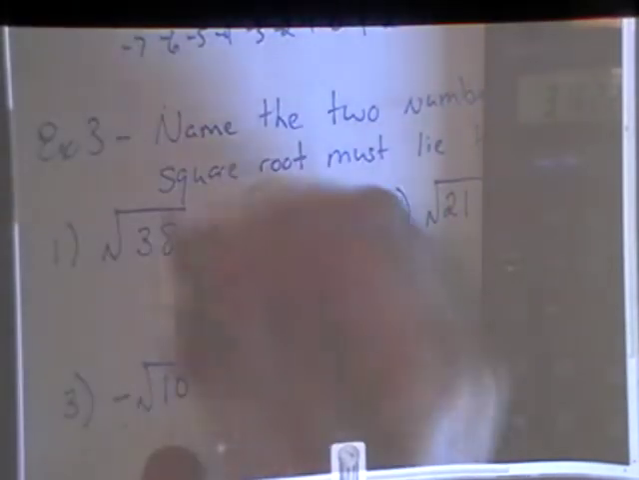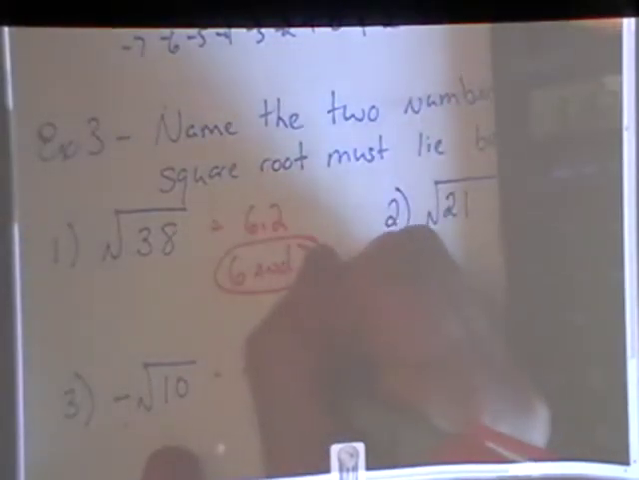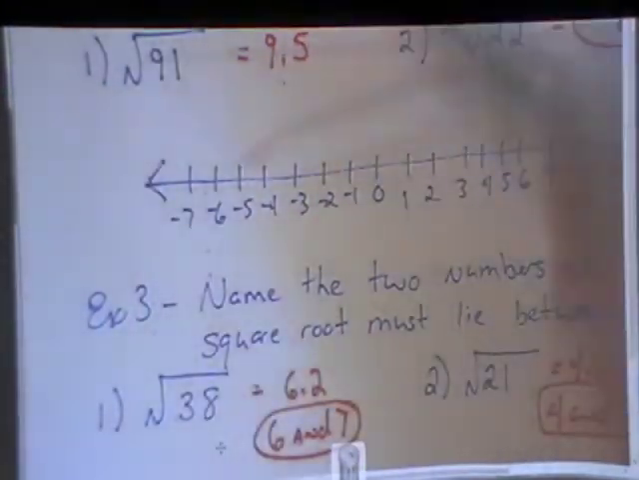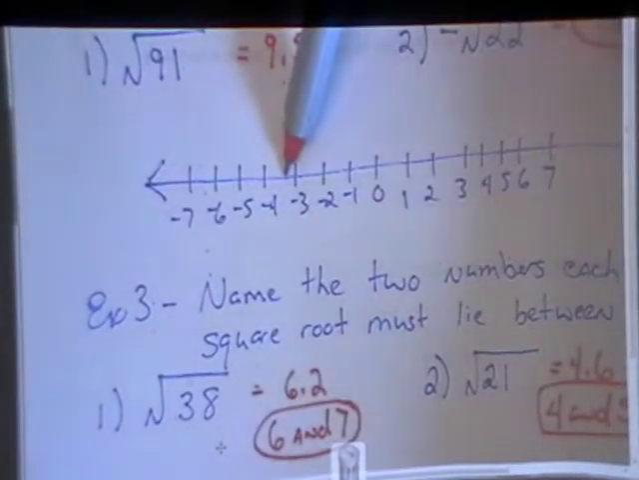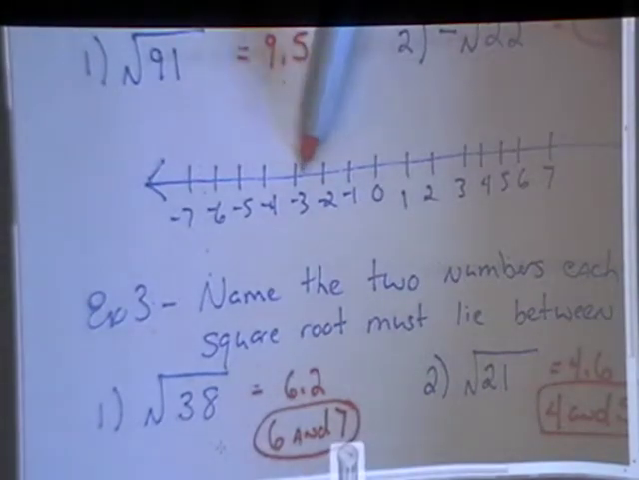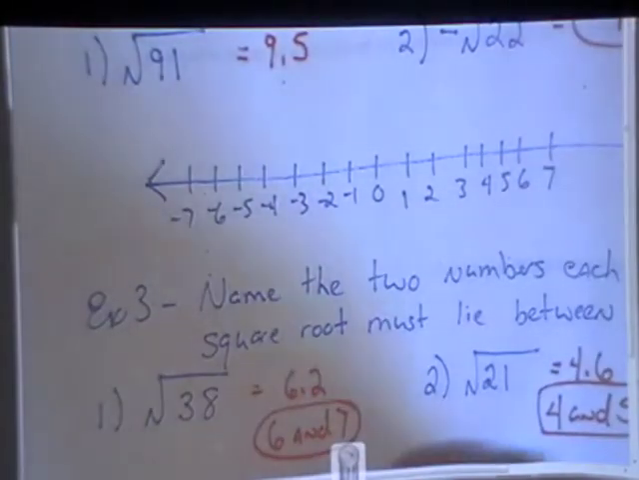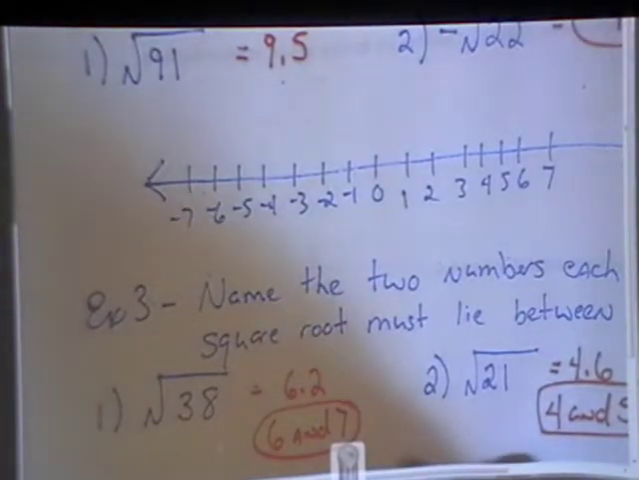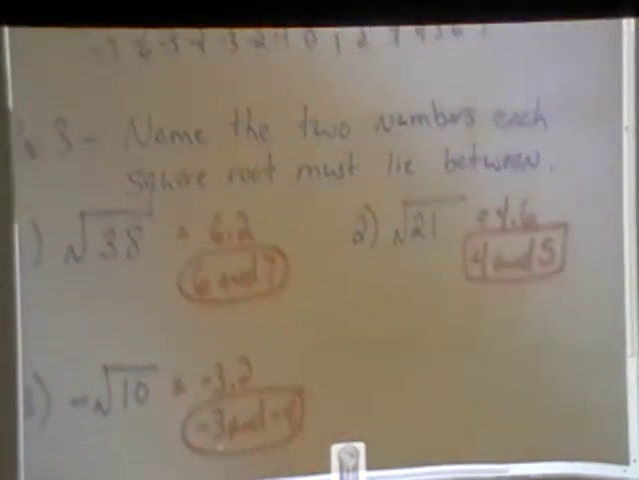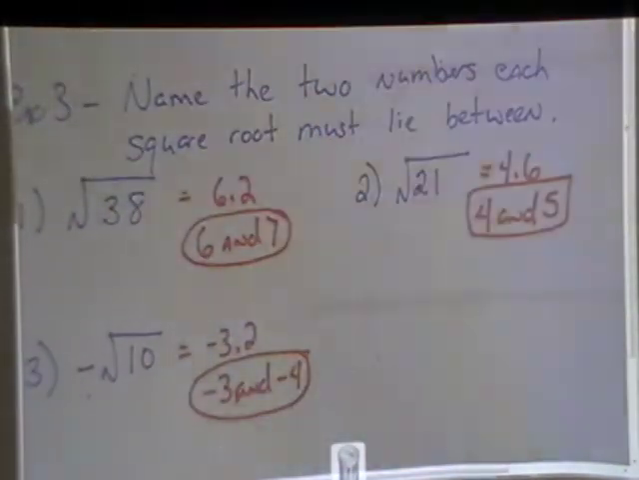So when I look up at my number line, this time negative 3.2 would be right about here. So I lie between negative 3 and negative 4. Now the only problem we've got is when I give you some really big numbers, because you'd have to have your number line taken all the way out.